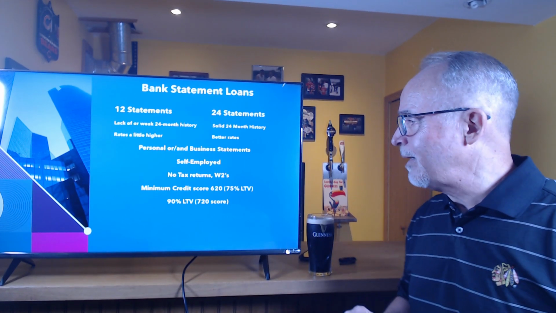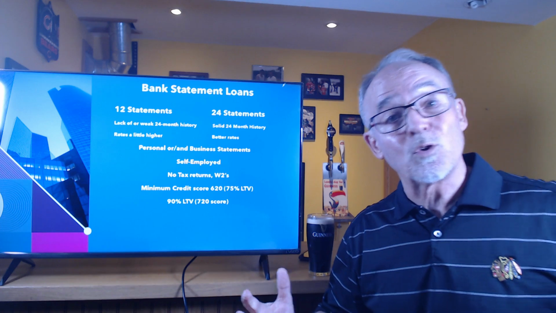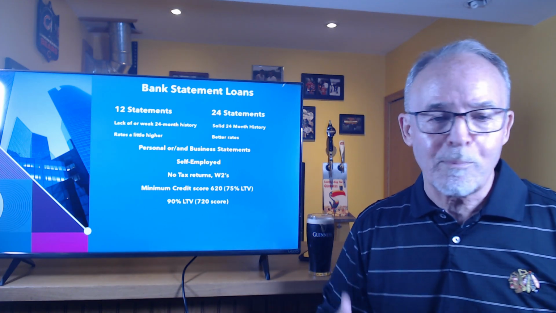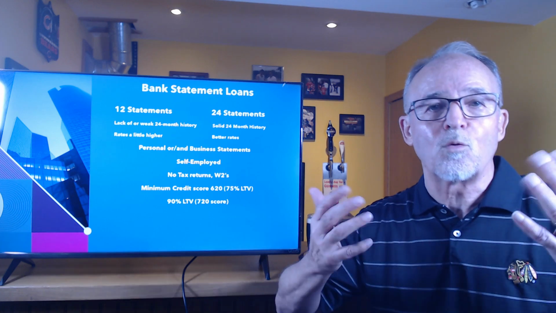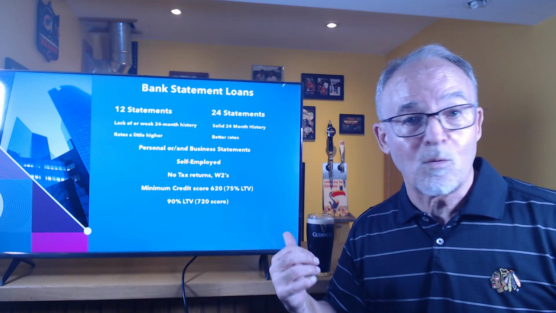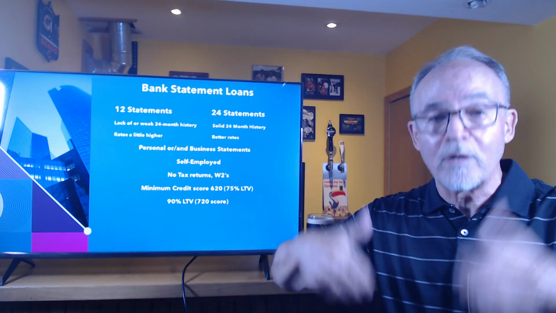So 90% LTV for 720 score. So if you have a 720 score, you can put 10% down, which is much more palatable, so it behooves you to get the scores up. And if we talk and your score's 700 and we can get it up to 720, I'll do a FICO simulator on it. We'll get it up to 720.